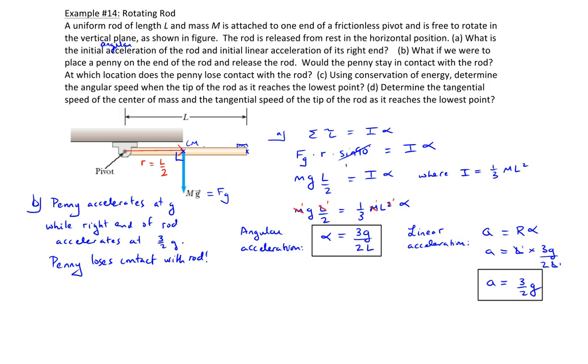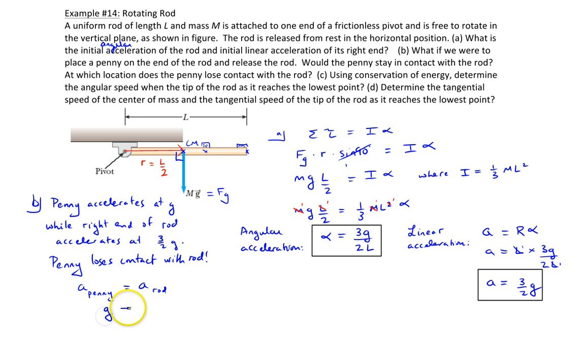So then what location would you put the penny so that it would not lose contact with the rod? What minimum location? Where would you have to shift this penny so that it would continue to stay in contact with the rod? Well, for the penny to stay in contact with some point of the rod, we need to find the location where the acceleration of the rod is exactly equal to the acceleration of the penny, so that both of these things have the same accelerations.